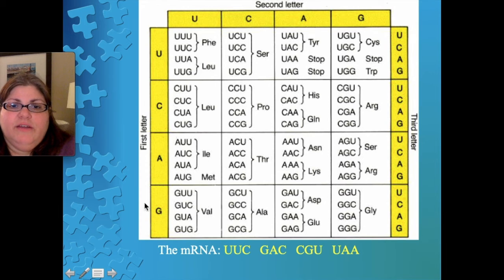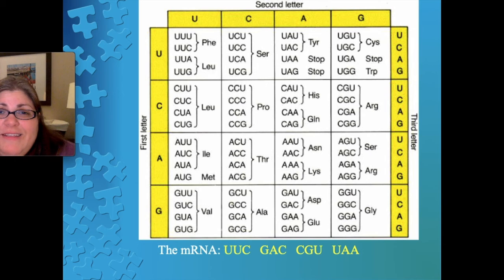So our first letter in this chart is U. What that means is it's going to be one of these up here in this column, or this row. The next letter, since it's UUC, the second letter in the codon is U, which is in this row. And so the first row and the first column means it's one of these in this box. And since it's UUC, it's going to be phenylalanine.